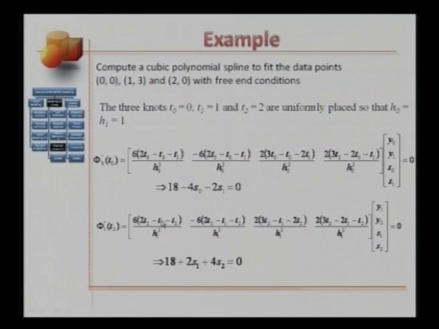Okay. Now let's go back. We are saying that we are going to be using free end conditions. That would mean that the second derivatives at t0 equals 0 and t2 equals 2 will be 0. So the second derivative of phi 0 at t0 is 0. The second derivative of phi 1 at t2 is 0. So these are the two conditions corresponding to that.